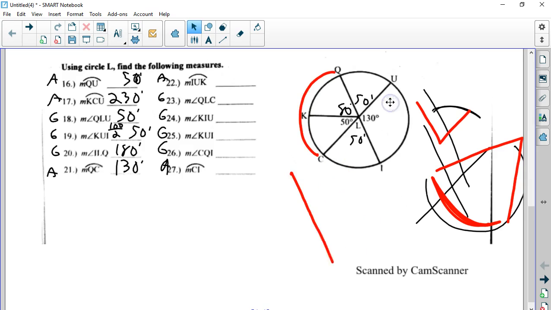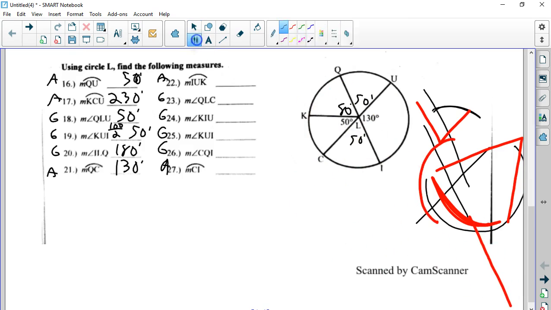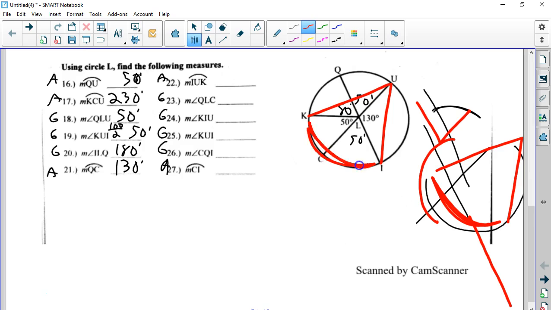IUK. That's an angle. So we're starting at I, going to U, and going to K. That's this right here. Oh, sorry, that's the arc. So that's 100. I wasn't paying attention to my own stuff, so I didn't listen to myself. Sorry.